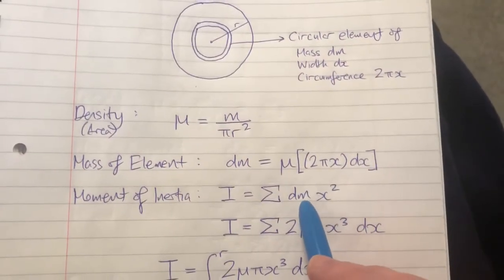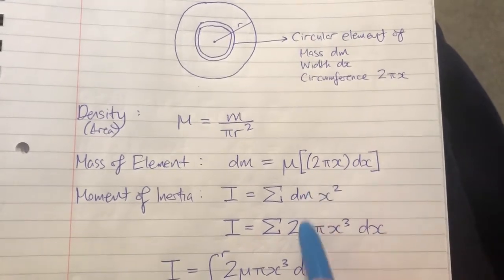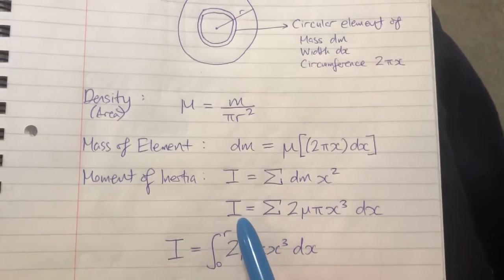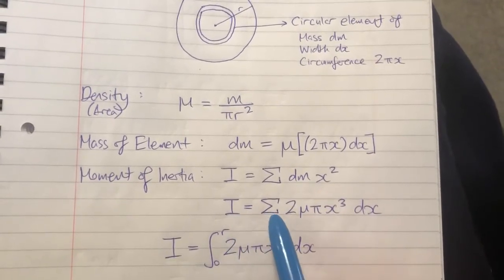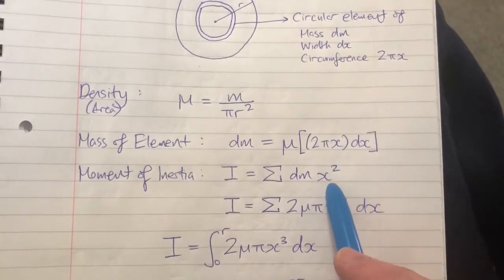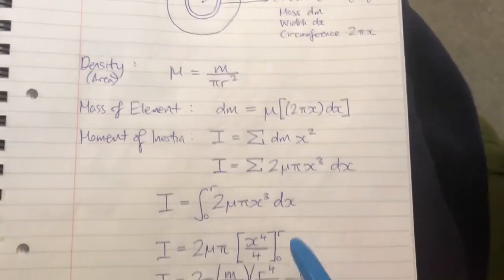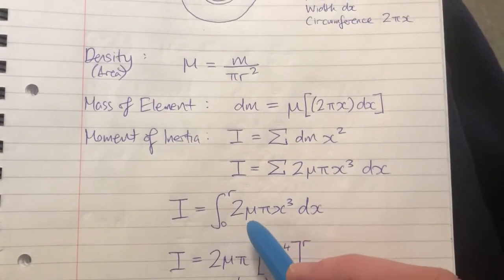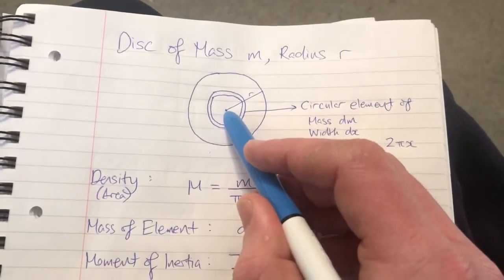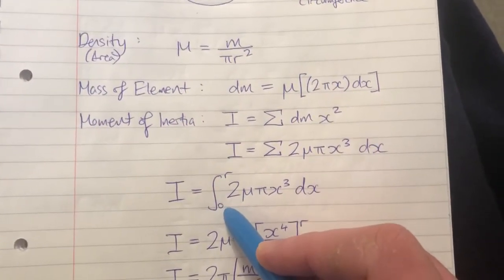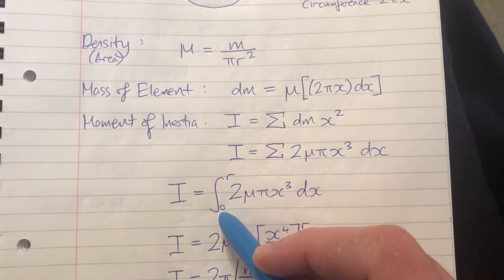So I'm replacing δm by 2μπx, and combining with that x squared gives me a moment of inertia function of the sum of 2μπx cubed dx, combining that x with that x squared there. So when we integrate, it's different to the two previous examples in that it's not from minus r to plus r, but from the center 0 to r. So just note that the limits are different when dealing with this type of proof.